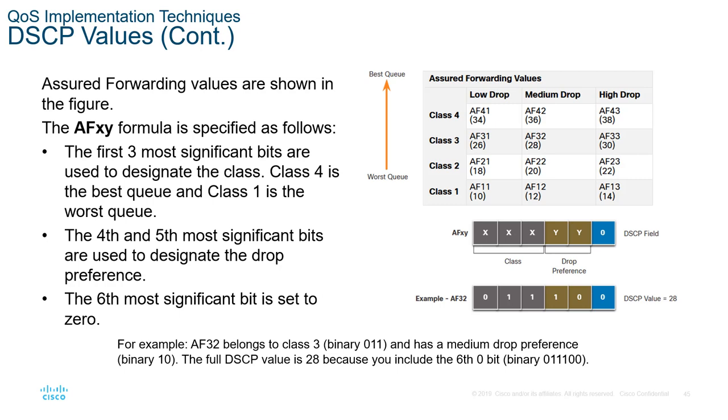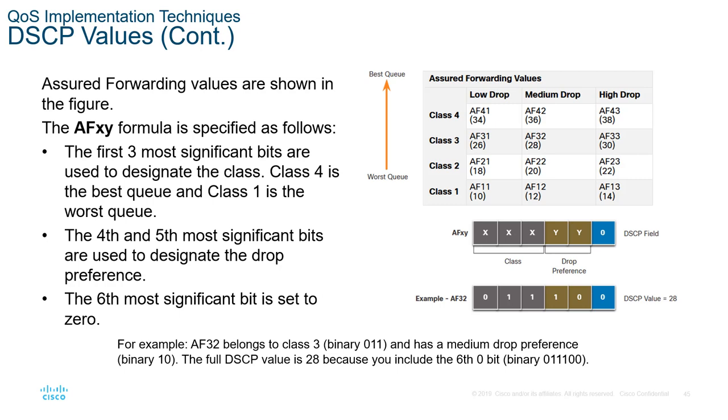The first 3 most significant bits are used to designate the class. Class 4 is the best queue and class 1 is the worst queue. So class 4 is going to be the best option. The 4th and 5th most significant bits are going to be used to designate the drop preference, while the 6th bit is going to be set to 0.